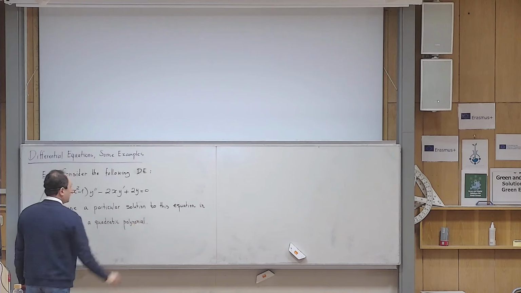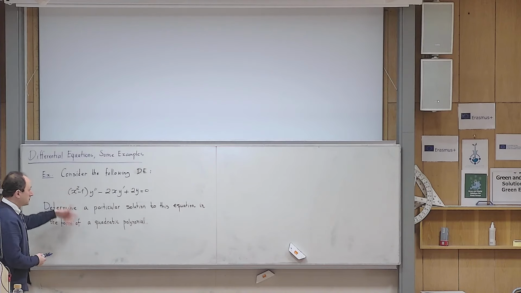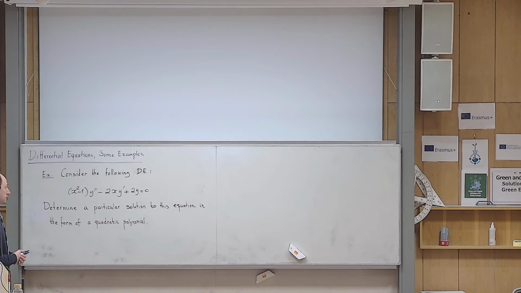So I told you that solving differential equations at this level is beyond the scope of this lesson, but they can ask you different types of questions even if the given differential equation is complicated. So they are telling you that there is a solution to this differential equation which takes the form of a quadratic polynomial. And now they are asking you to find that.